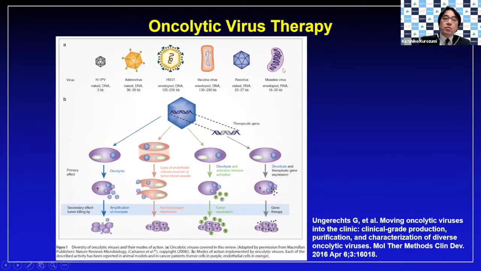For oncolytic virus therapy, there are several oncolytic viruses: HPV, adenovirus, HSV-1, vaccinia virus, measles virus. And there are several mechanisms: oncolysis, targeting endothelial cells, anti-immune activation, and it can have therapeutic gene expression also.